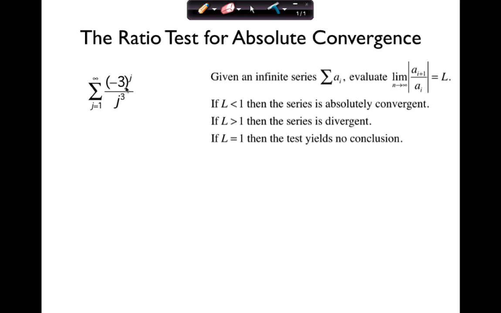Negative 3 to the j is a geometric. Now it's divided by j cubed, so it's not geometric, but we see that geometric portion there. And so what is this? It's like a geometric series with R equals negative 3. Okay, but we're testing for absolute convergence, so we put the absolute value on there. All right, so let's do a new example.